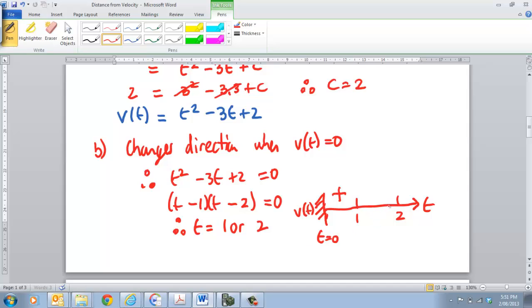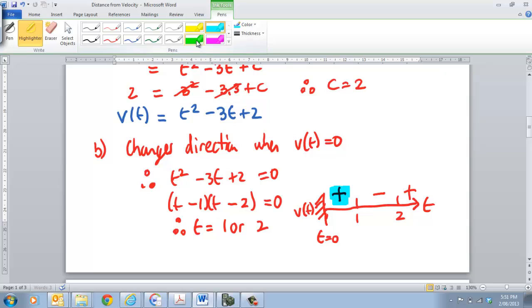Pick a value between 1 and 2, say 1.5. This term will be positive. This term's going to be negative, so that's going to give me a negative. And then pick a value greater than 2, let's say 100. That's going to be positive and positive, so therefore that's going to be positive. All right, so we know in this particular case, in this region here, it's going to be going in the positive direction.